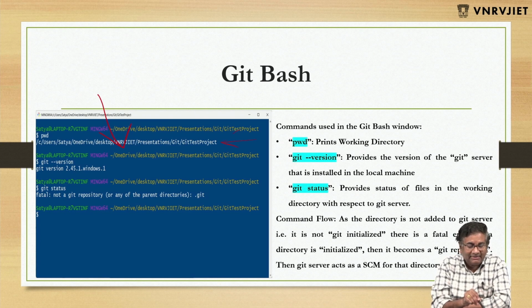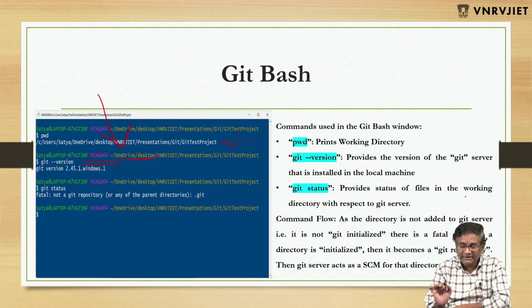Now the second command I typed is git version. So the Git version that I am currently running is 2.45.1 on Windows. And the last command I used is the git status command. The git status command basically provides the status of files in the working directory with respect to the Git server.